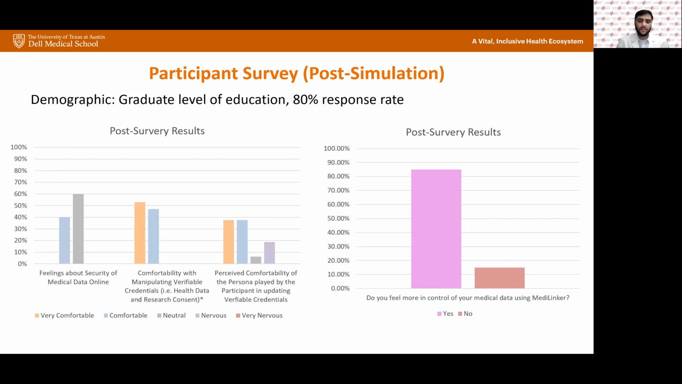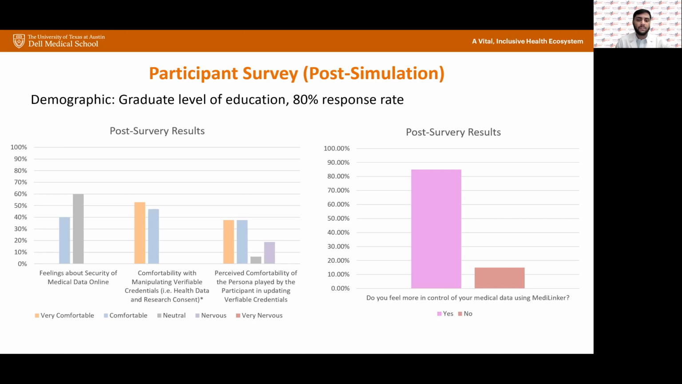Post-simulation, we found that participant comfortability with the security of medical data online had improved. Now, 40% of participants indicated that they were comfortable with security of medical data online, while the remaining 60% were neutral. And none of the participants indicated that they felt nervous or very nervous. In regards to comfortability using and manipulating verifiable credentials with MediLinker, all of the participants indicated that they felt very comfortable or comfortable with these tasks.